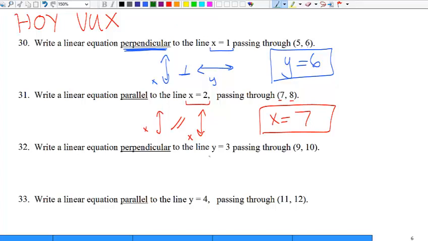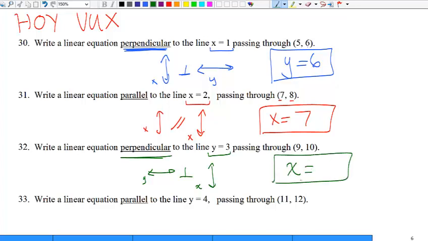One more time. Y equals 3. What kind of line is y equals? Well, y equals is a horizontal line. Okay, what's perpendicular to a horizontal? Well, perpendicular to horizontal is a vertical. And a vertical is going to be a Vux, x equals answer. So my answer is going to be x equals some number. Well, which number is it? Well, it's got to be 9. Because that's my x value of the point that it crosses through.